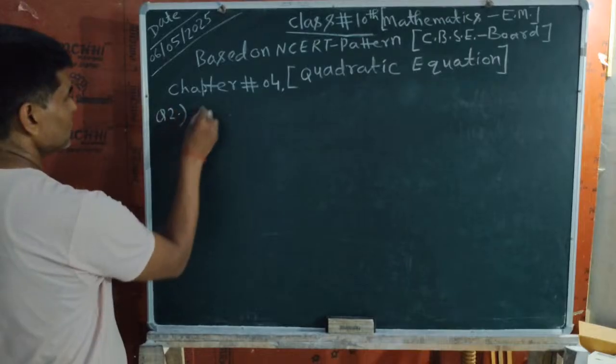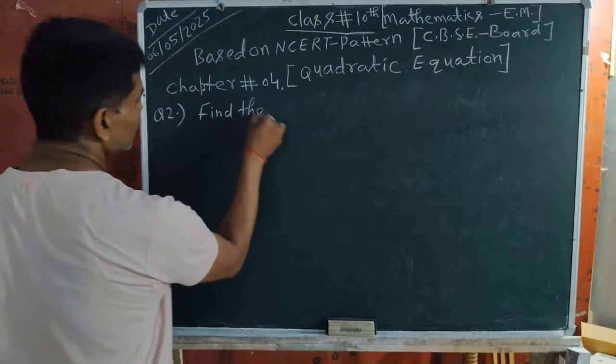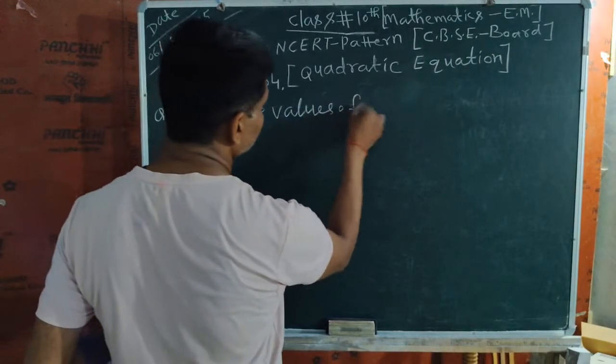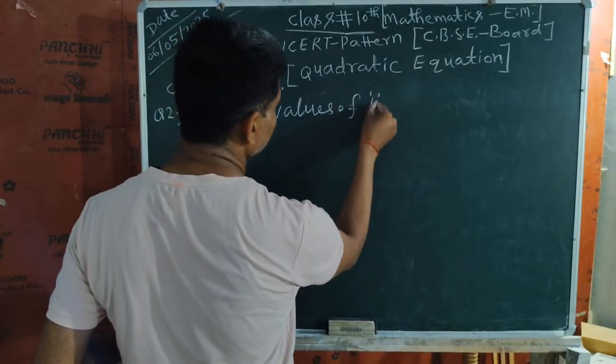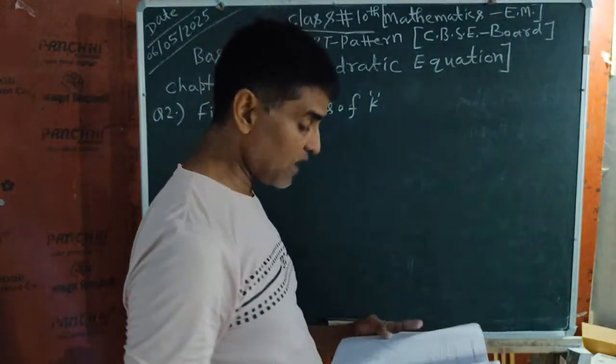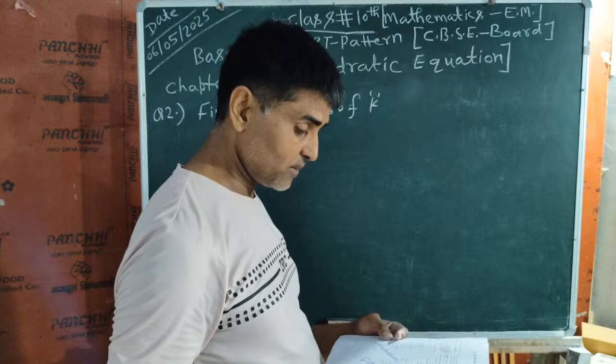Find the value of k. This is question number 2. Here, find the value of k. K is the parameter and its value will be from minus infinity to plus infinity. I will consider it according to the question. What will be its value?